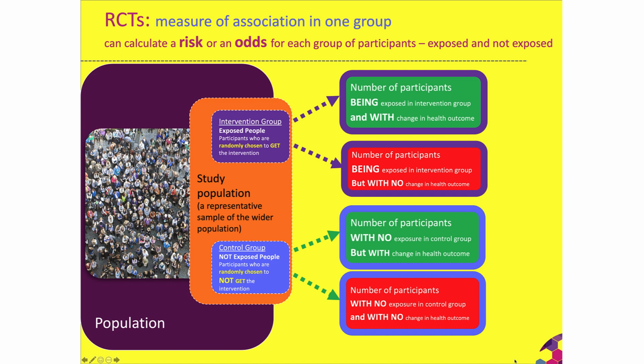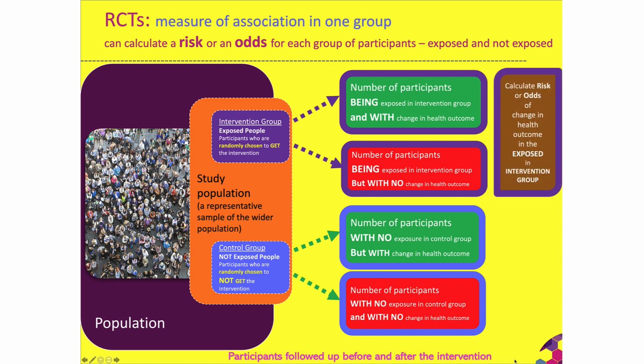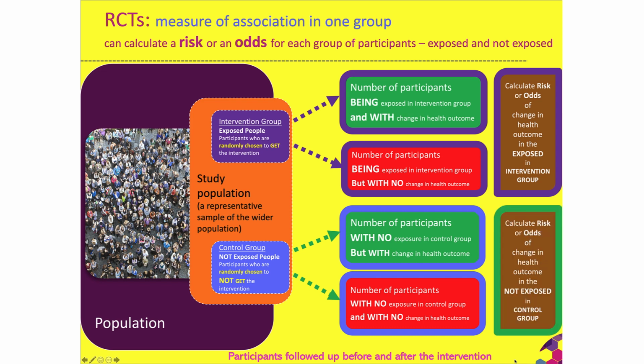And hence we have participants who have a positive change in health outcome and some participants who have no change in health outcome, so it continues to be a negative health outcome for them. And then we can calculate the risk or odds of the change in health outcome, the positive change in health outcome in the exposed group, the intervention group. We can calculate the risk or odds of change in health outcome, positive change in health outcome in the not exposed participants in the control group.